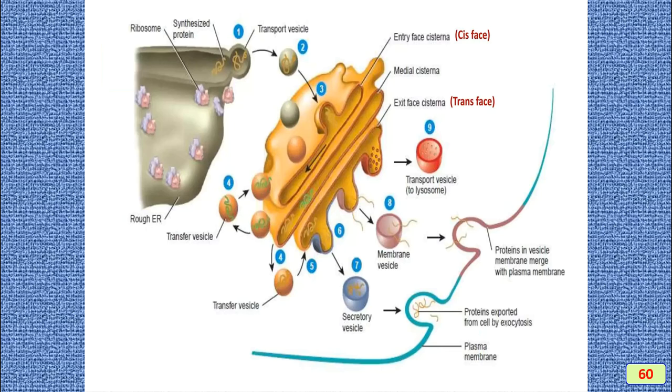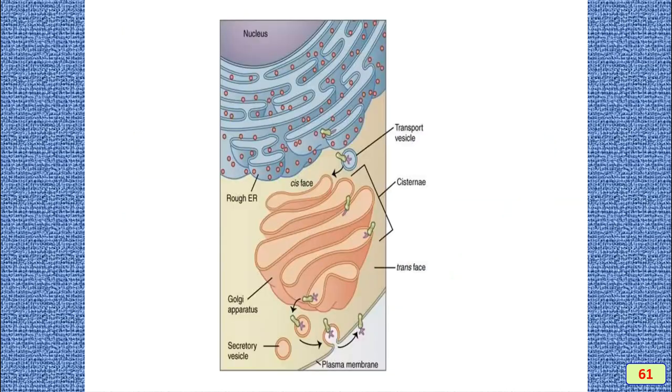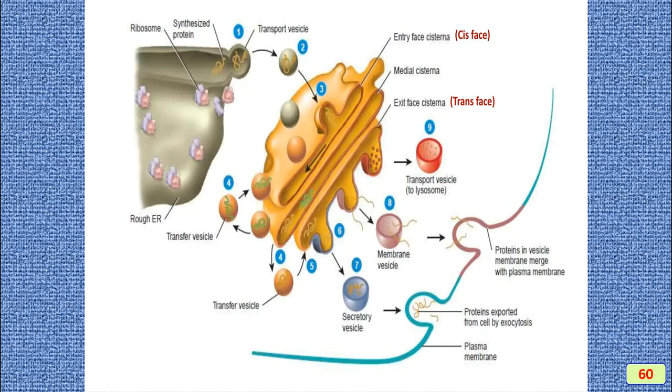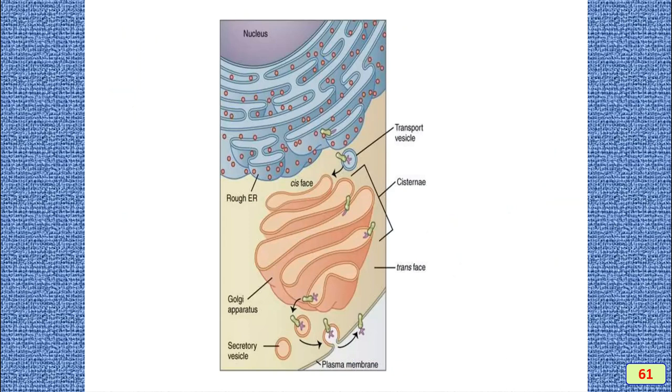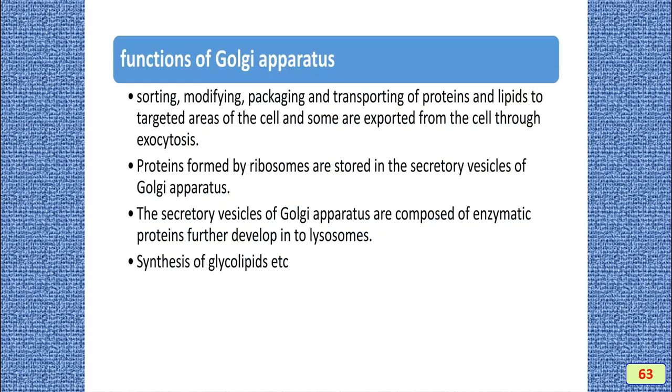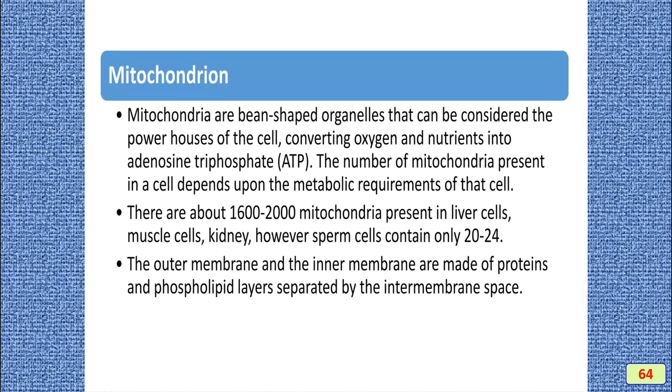So here secretory vesicles are there, then membrane vesicles are also present as far as the endoplasmic reticulum is concerned. Then plasma membrane, nucleus, transport vesicles, cistern, trans face. All these things are present as usual. So the function of the Golgi apparatus is to sort the protein.